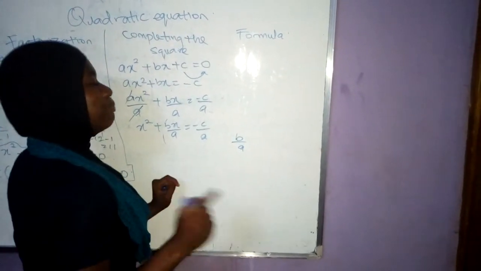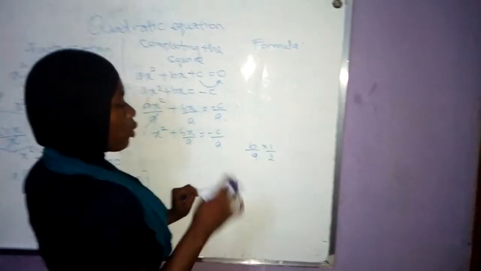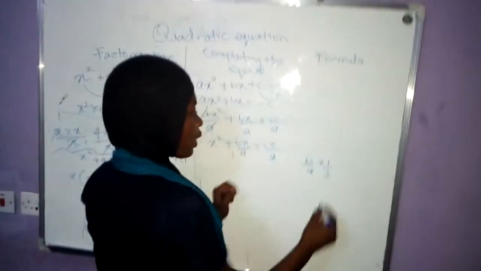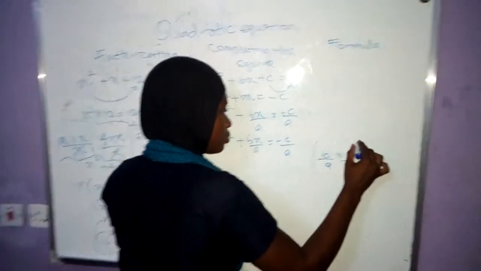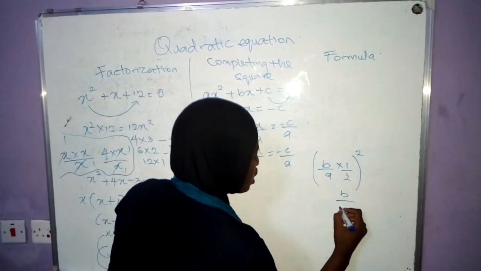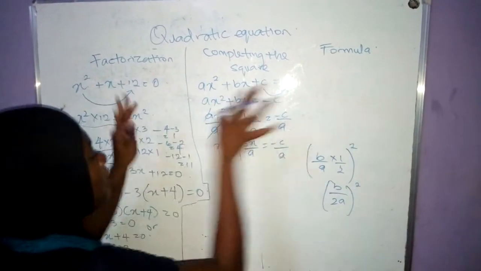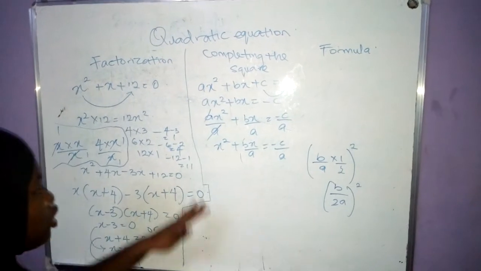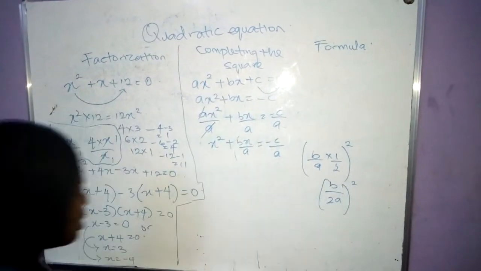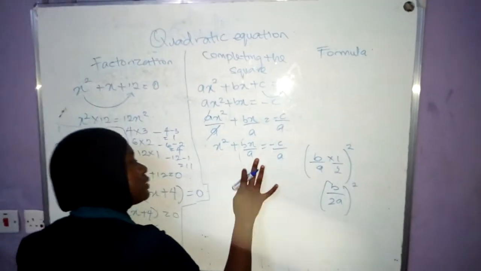We will now divide it by 2. That is also multiplying by 1 over 2. You multiply it by 1 over 2 or divide it by 2. We will now square it. Then after we have done it, that's going to be b over 2a, squared. After we have done it on one side, we will now bring it back to the equation. Then we will add it to both sides, to this side and this side.